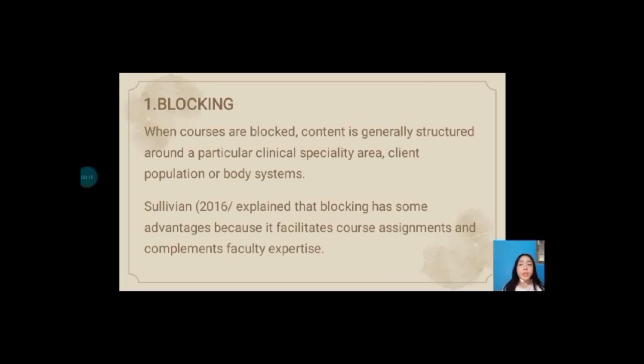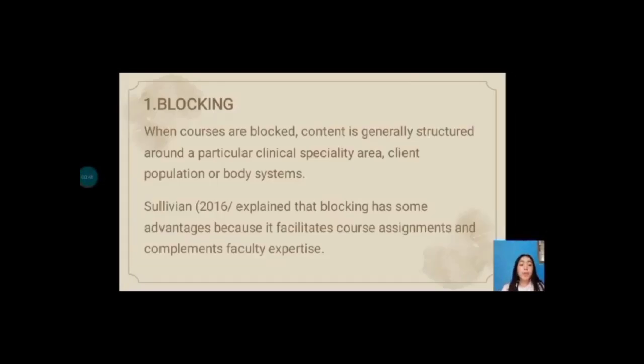Blocking. When courses are blocked, content is generally structured around a particular clinical specialty area, client population, or body system. So in this organizational scheme, content can be organized according to its specific practice settings. Example, medical-surgical nursing, mental health nursing, and so on. Civilian in 2016 explained that blocking has some advantages because it facilitates course assignments and complements faculty expertise.